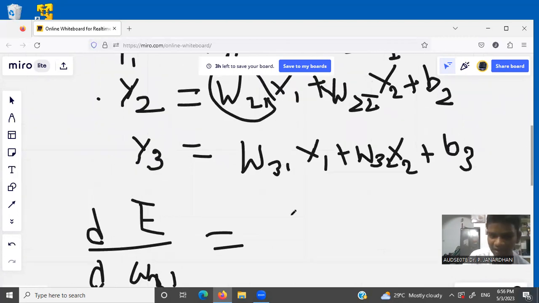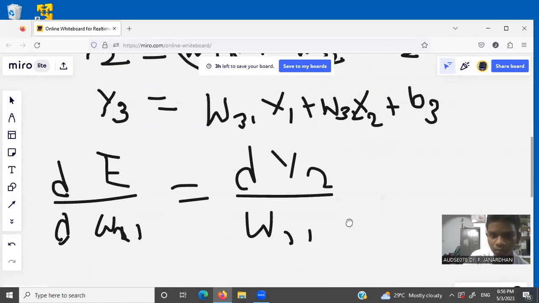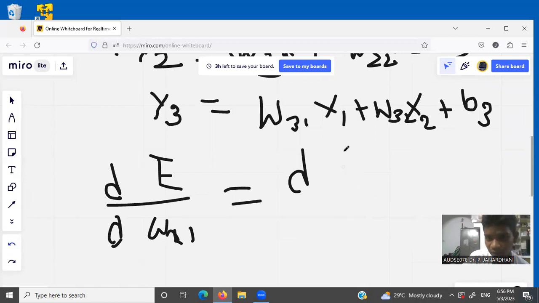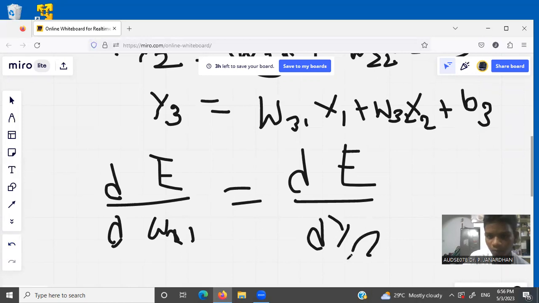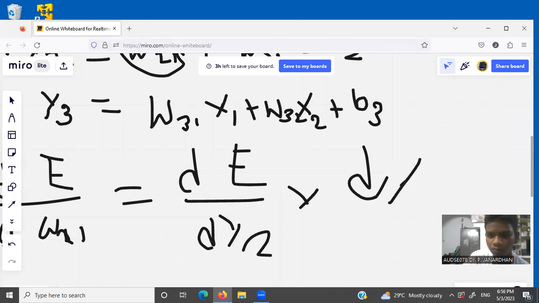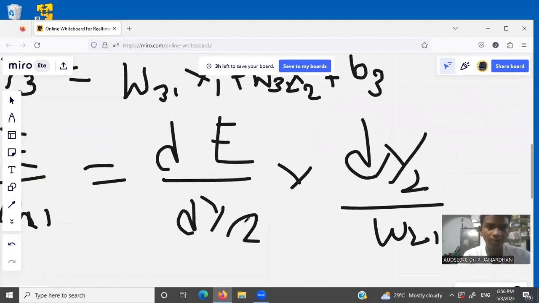As the chain rule says, this is equal to dy2 by w21, right? The derivative of error by the output value y2, multiplied by the derivative of y2 by the weight value w21. So hope you can understand what is going on here.